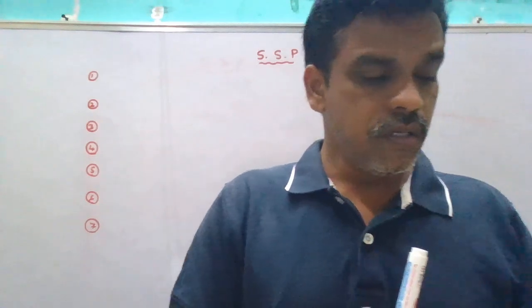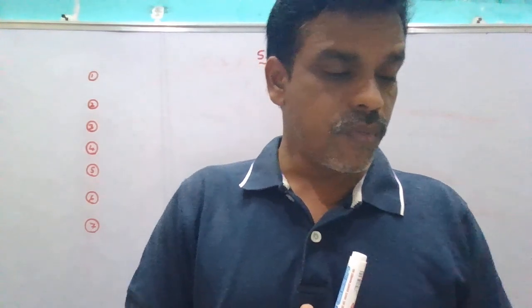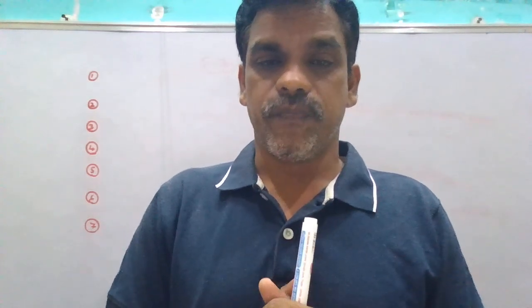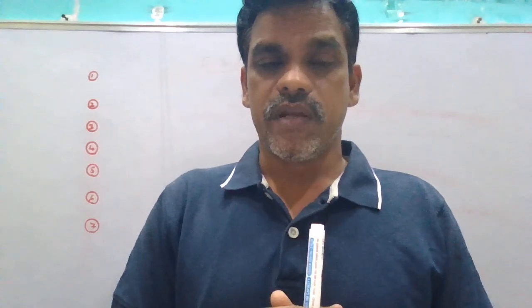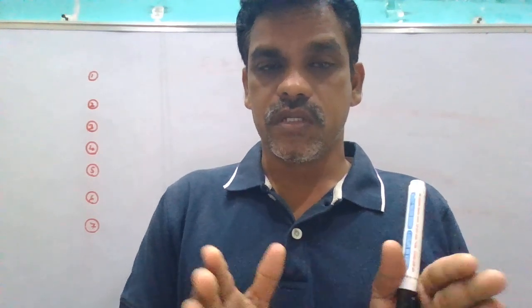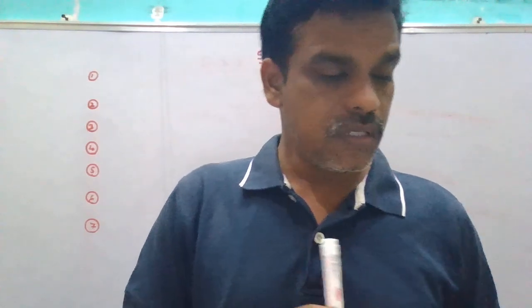I want to discuss here 7 crystal systems and 14 Bravais lattices. So how do we classify? In each system, how many Bravais lattices are there? This is what I want to discuss in this video.